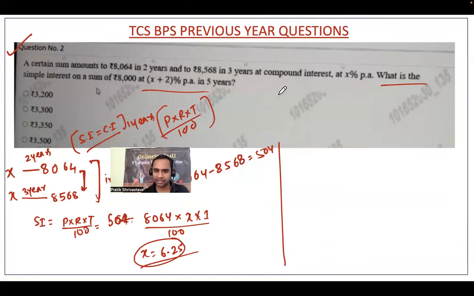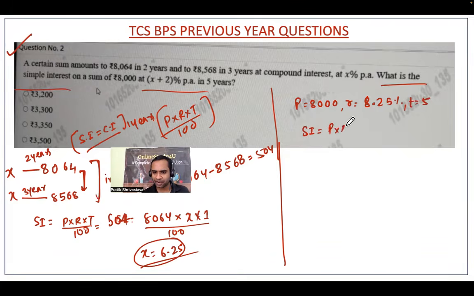Now what they're telling here, suppose the principal is 8,000, okay, and now the rate will become what? X plus 2, so 6.25 plus 2, 8.25, and time is 5 years. Calculate the interest here. What is simple interest? PRT by 100. P is 8,000, rate is 8.25, and time is 5, divided by 100. Okay.